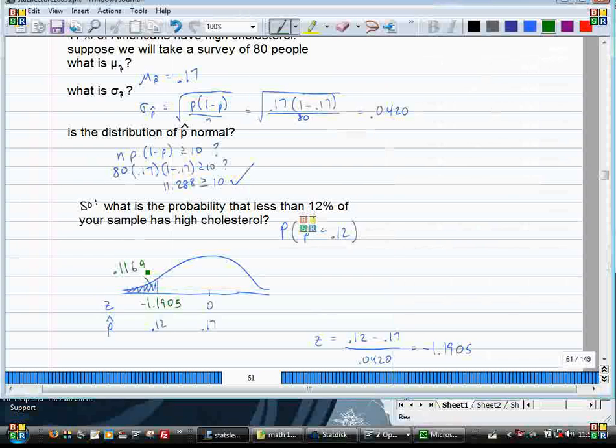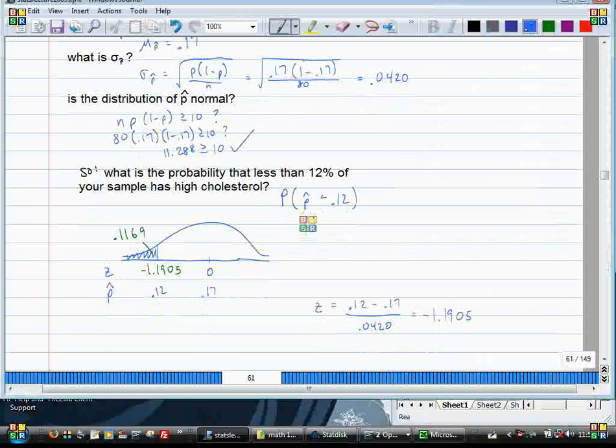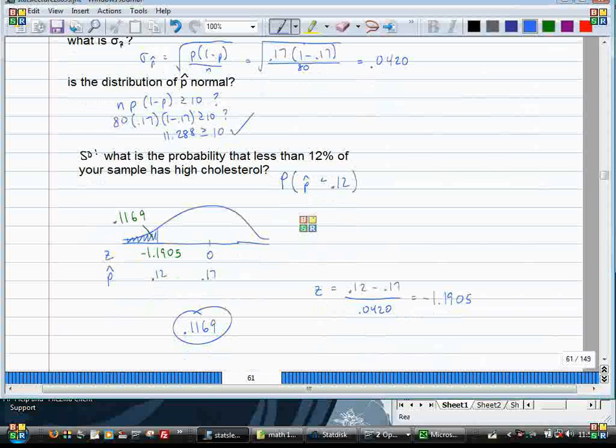And so the answer is 0.1169. Or you can use Excel: NORM.S.DIST of negative 1.1905. The better you get, the faster it goes. The more experience you have, the faster it goes.